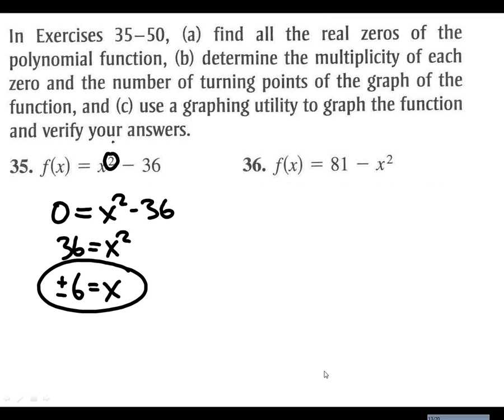Let's talk about the multiplicity of each 0. On this, positive 6 has a multiplicity of 1, and so does negative 6, because each one is just equal to x to the first power. Alright, the number of turning points on this graph, well, if we have a degree of 2, then the most turning points we could have is 1, and that's how many turning points we're going to have. So let's go ahead and flip over to our graphing calculator for part C to see what the graph of this is going to look like.